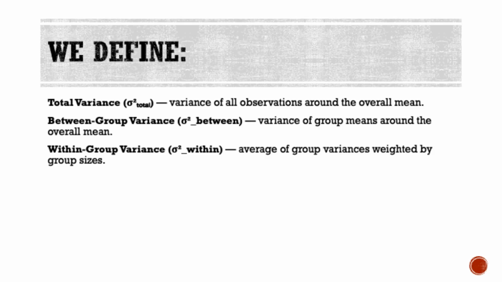With this notation, we can define three types of variance. Total variance is the variance of all observations around the overall mean. Between group variance is the variance of group means around the overall mean. And within group variance is the average of group variances weighted by group sizes. Each of these measures a different aspect of variability in our data.